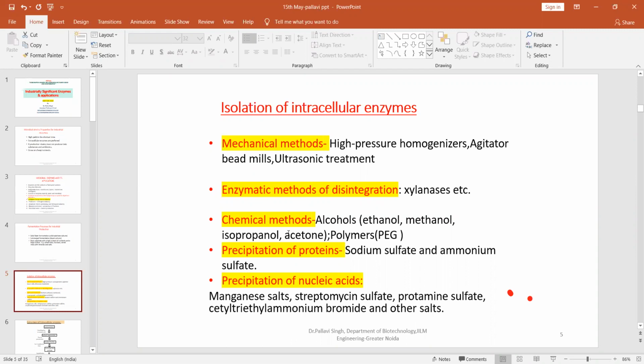Second is chemical methods, after mechanical methods. I can treat my cells with these chemicals: alcohols, ethanol, methanol, isopropanol, or polymers like PEG, polyethylene glycol. These are the chemical methods for breaking down my cell and extracting the intracellular enzyme. After using mechanical and chemical methods, I can go for the enzymatic methods of breakdown, and xylanases are a classical example which are used for the breakdown.